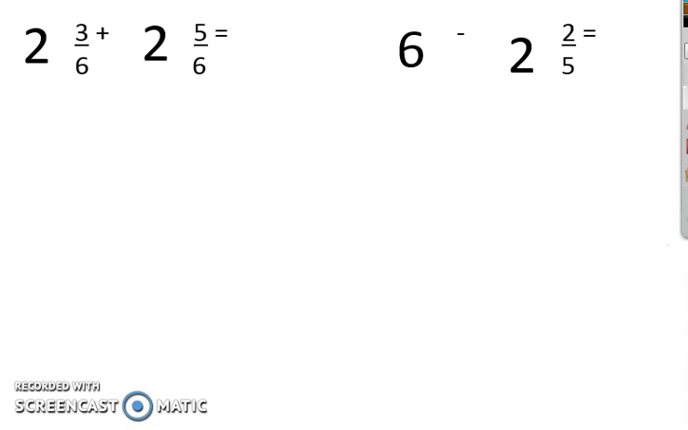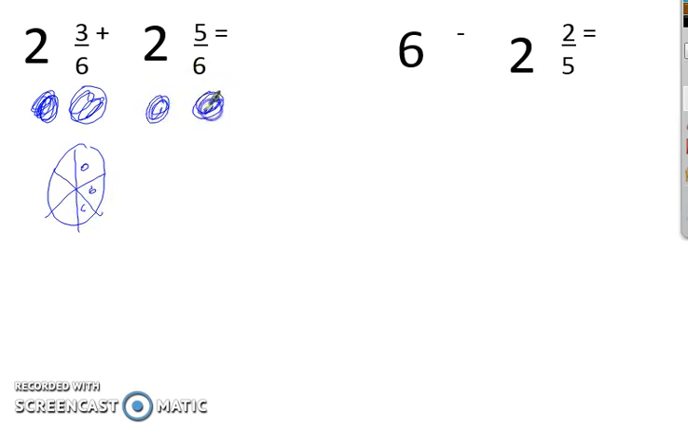All right, I'm going to try another adding one here. So I got 2 3/6. There's my 1 whole one, 2 whole ones, 3/6 of one, 1, 2, 3. Over here, 2 whole ones, 2 whole ones, 5/6 of one, 3, 4, 5. Remember, Mom does not like to have empty pieces.